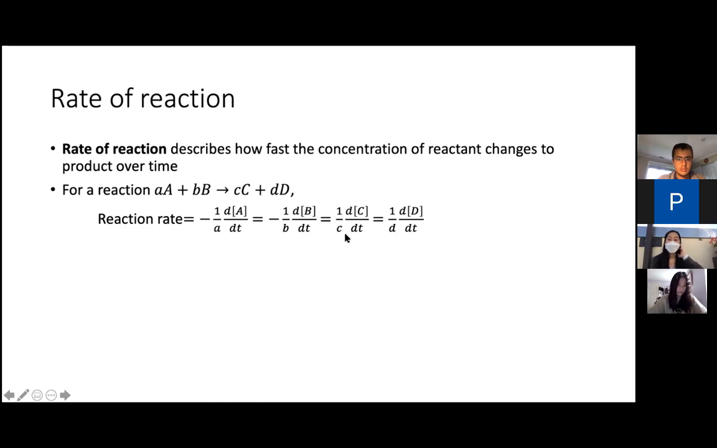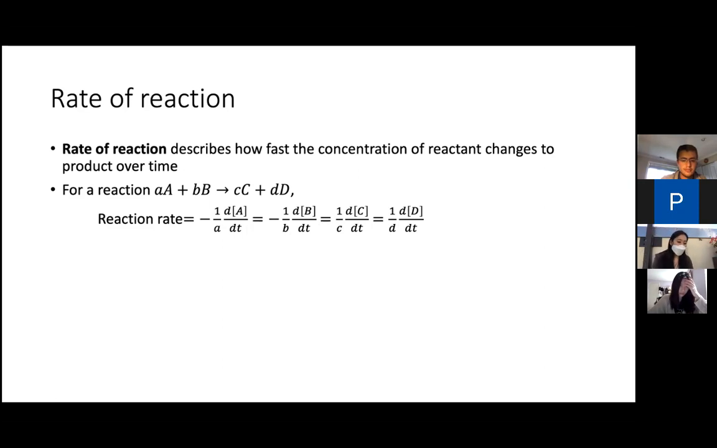And hopefully this makes intuitive sense, because A and B are the reactants, and so they would be disappearing in a reaction, and so the change of their concentrations would be negative. Whereas for the products, they are increasing over time, and so the change in their concentrations would necessarily be positive.